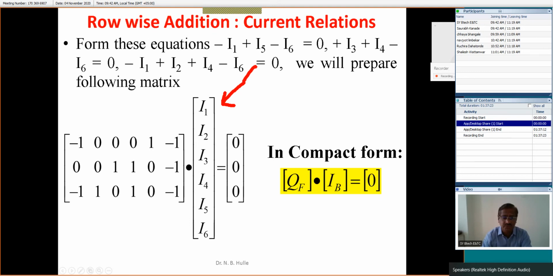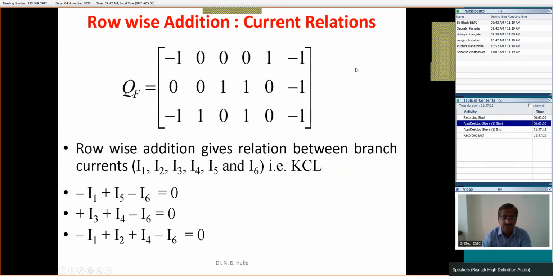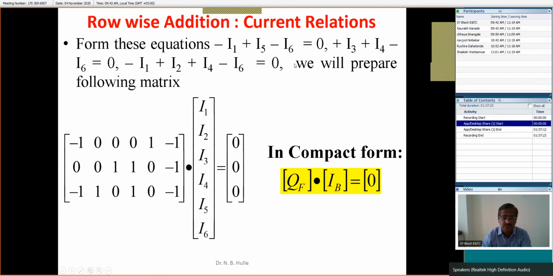If I arrange these equations in compact form, this is Qf into Ib, which is equal to 0, because this matrix is the very same as the fundamental cut set matrix: minus 1, triple 0, 1, and this minus 1. That is Qf, this is Ib, so Qf into Ib is equal to 0. This is the row wise addition.